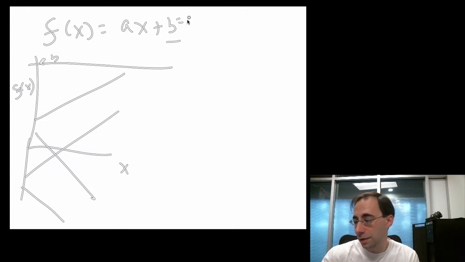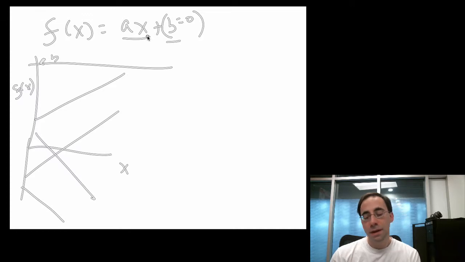So if b equals 0, then you just get this over again. But in general, this is an affine function.